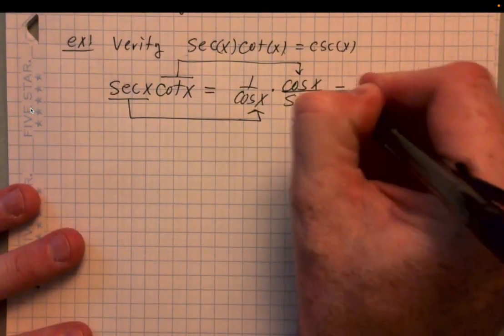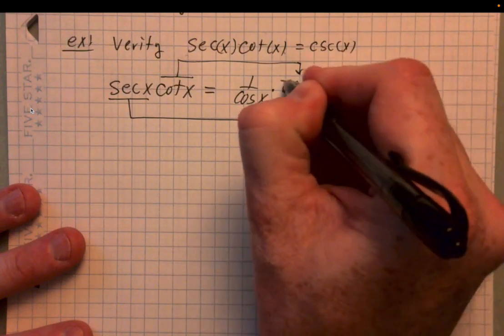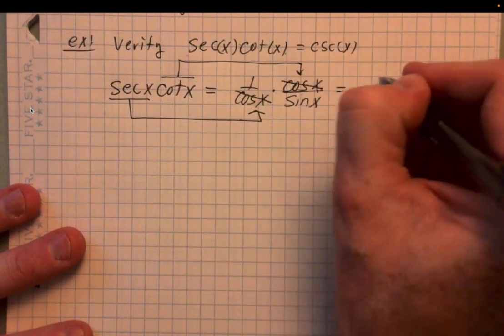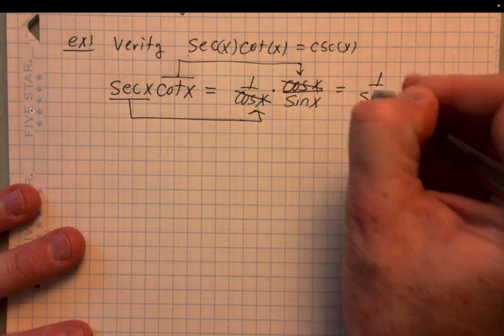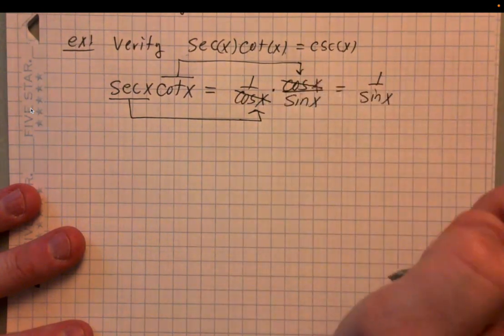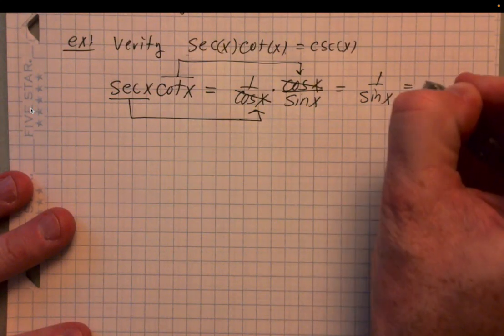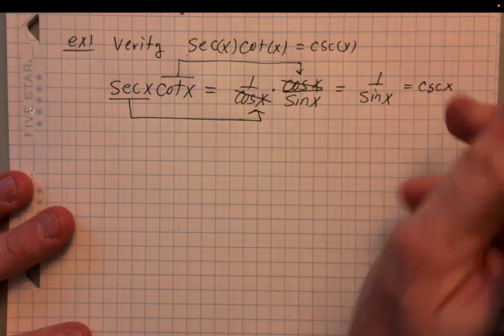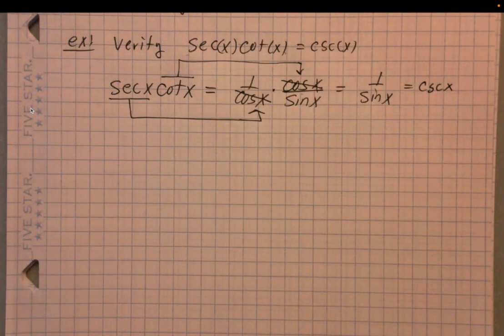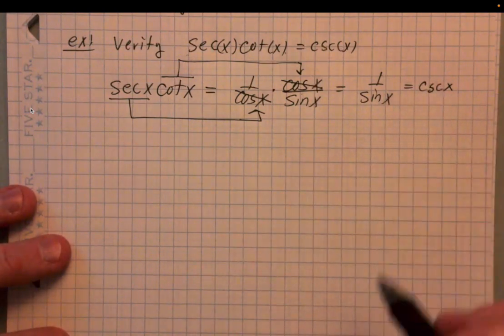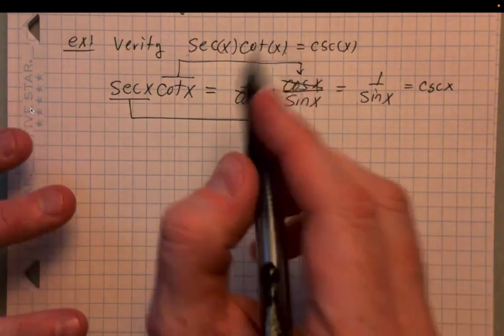And what we can do then is easily see that we get a cancellation of the cosines, and we're left with 1 over the sine of x. And we know that 1 over the sine of x is equal to the cosecant of x. Okay, this is the reciprocal identity. Okay, and so what have we shown here?